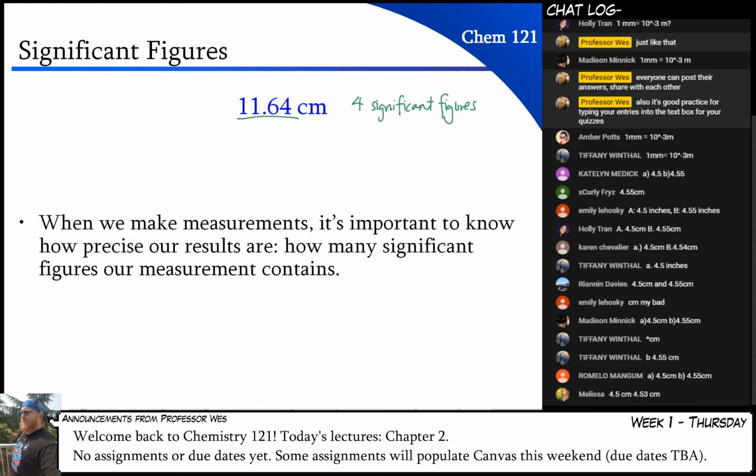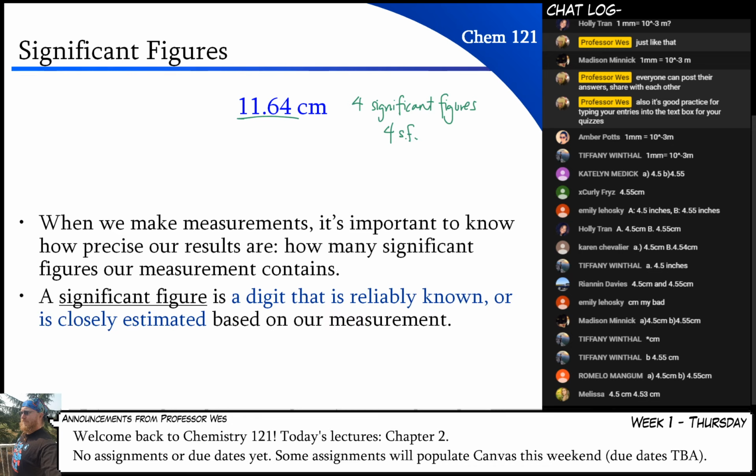figures. Or in other words, 4 sig figs, which I'm going to abbreviate as SF. A significant figure is any number that you know for sure or you have closely estimated. It is not a number that is guessed at random, so we can't count just randomly written down digits as significant. They would be just random. So this value here has 4 sig figs.